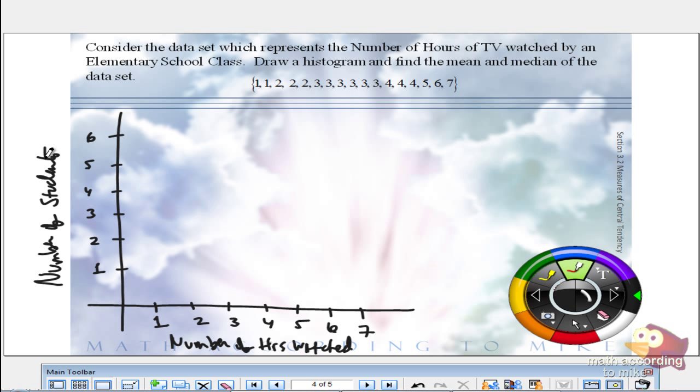If there were a relative frequency, we'd have to find the probability that a student watched 1 hour, 2 hours, 3 hours. Okay? So now we count how many students watched 1 hour of television. 2. So the box for 1 goes up to 2. How many students have watched 2 hours of television? 3. 3 hours? 6.